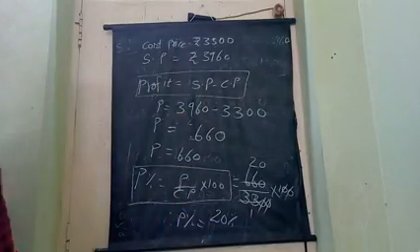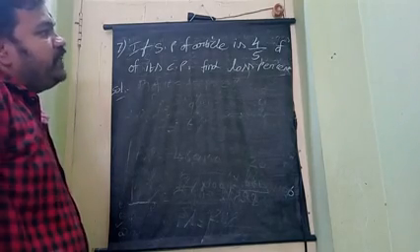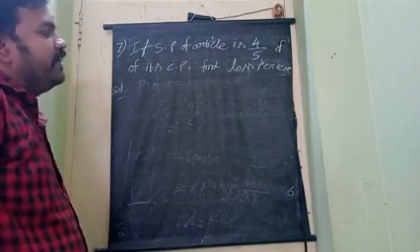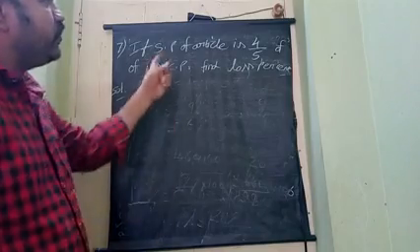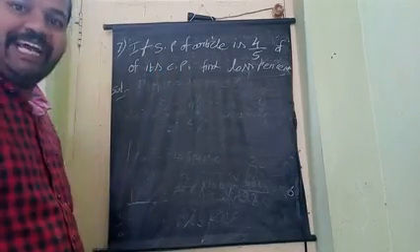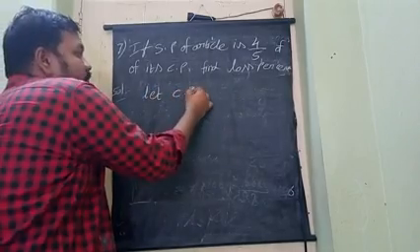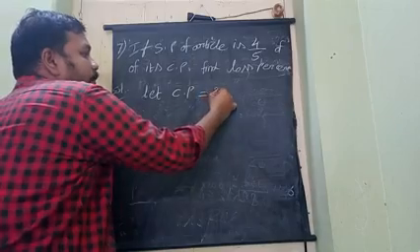And the next sum is, SP of an article is 4 by 5 of its CP. Find the loss percentage. In this question, selling price is not given, cost price is not given. So we have to take it as let. Let the cost price of the article be rupees 100.